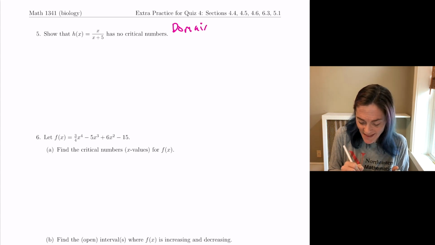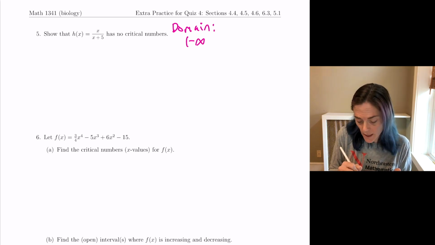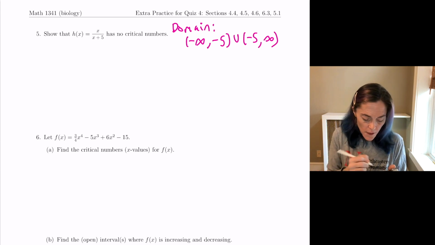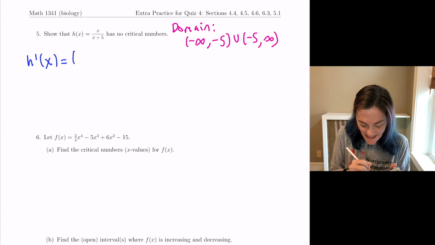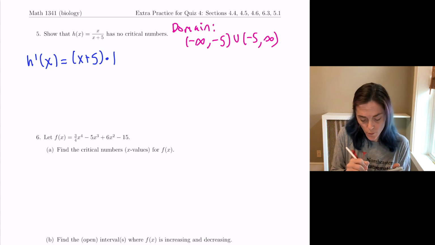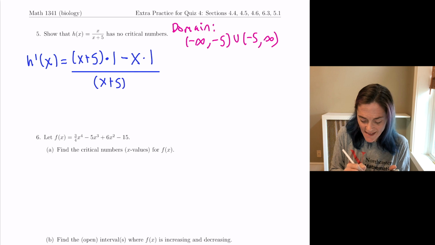We did this kind of thing first week of class. We cannot divide by 0. So the domain is minus infinity to minus 5, union minus 5 to infinity. Wonderful. Now, let's calculate the derivative. This is quotient rule. Denominator times the derivative of the numerator minus the numerator times derivative of the denominator all over denominator squared.